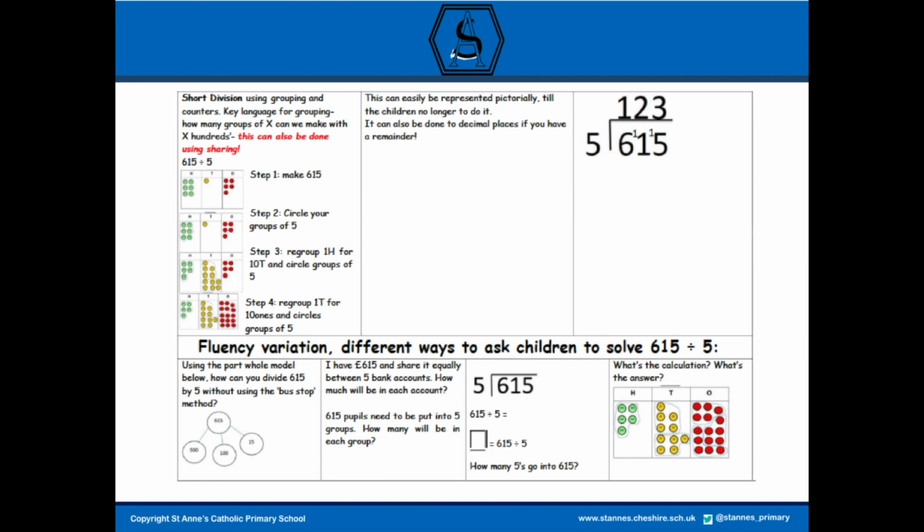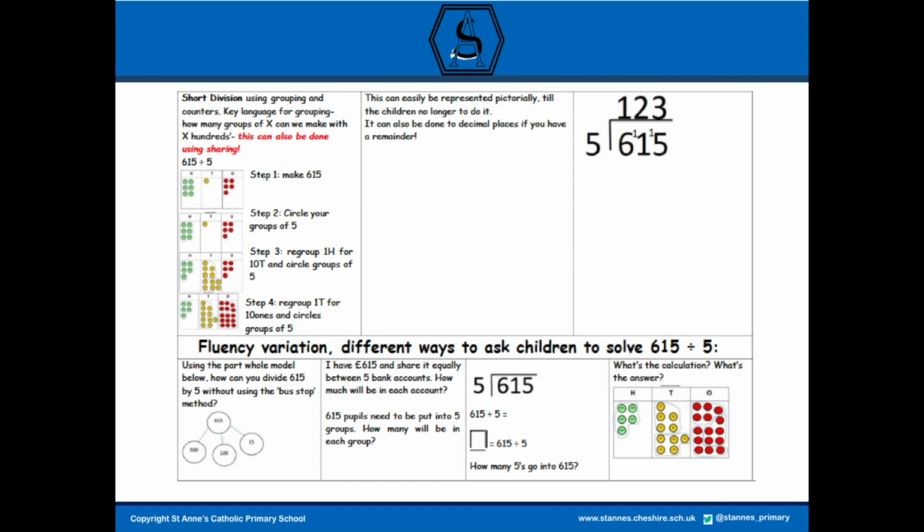Then we have some examples of different ways you can ask your child to solve those types of questions, with more reasoning, more getting the children to think outside the box a little, using the part whole method here. And then we go on to word problems, and then we've got missing number problems, which is the beginning of algebra really, and then on to, again, what's the calculation, what's the answer.